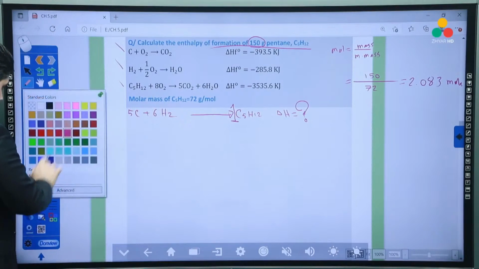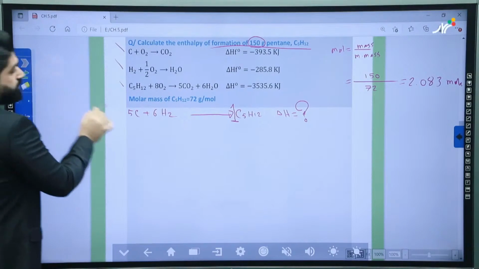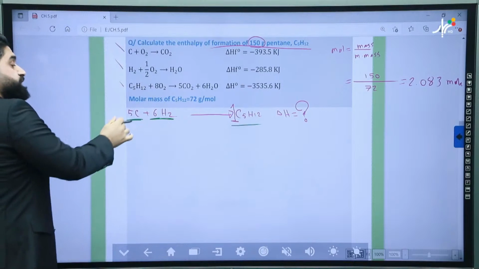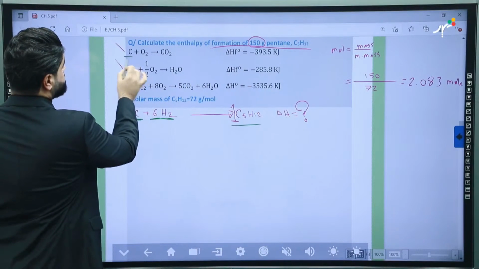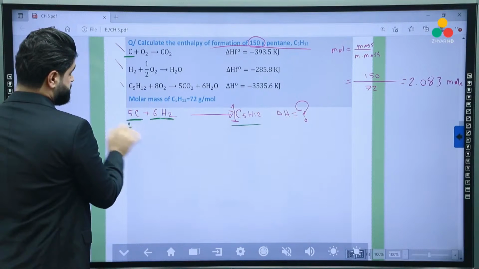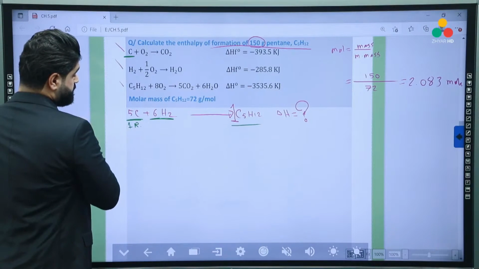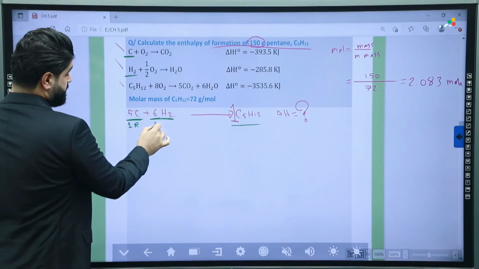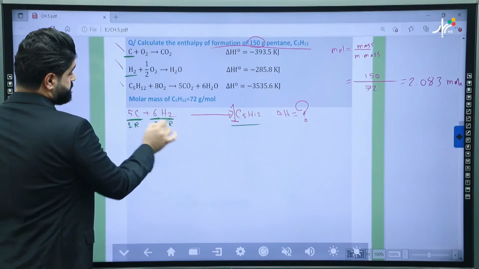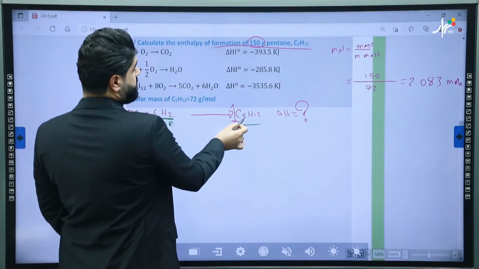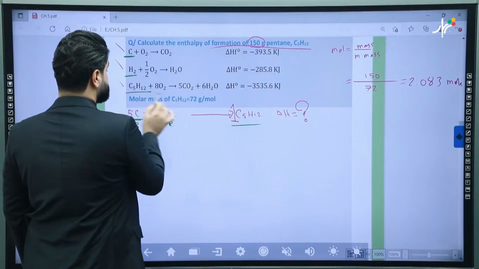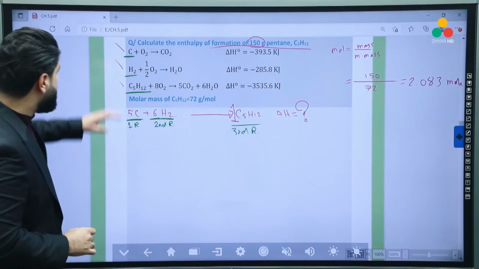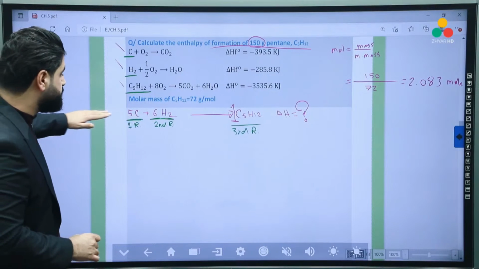As I told you, first step, underline all the components. 1, 2, 3. Okay. Search for each of them. Carbon is from the first equation, so it's from the first reaction, right? Then hydrogen is from the second, here. Okay? Second reaction. And then pentane is from the last one, the third reaction.